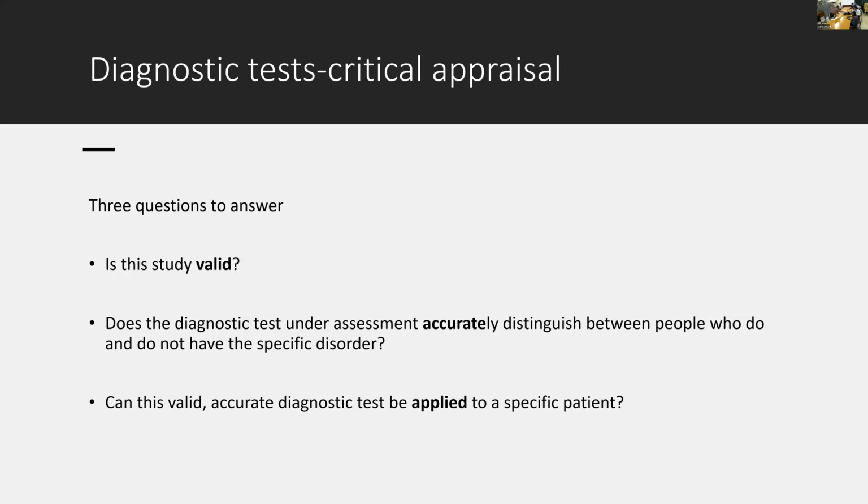When we're critically appraising a diagnostic study, there are essentially three questions which we want to answer. The first question is, is the study valid? The second question is, is the study accurate? Can it distinguish people who do and do not have the disease? And the third thing we want to know is, can this study be applied at the bedside towards the patient to help us in clinical diagnosis?